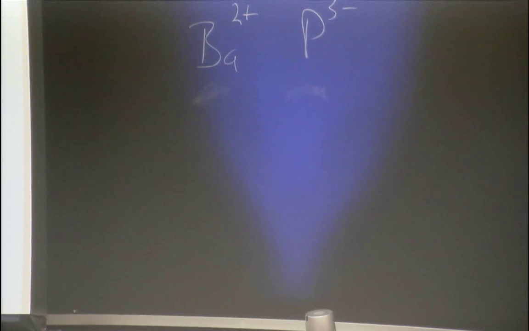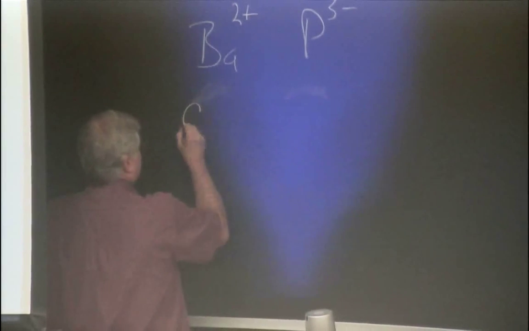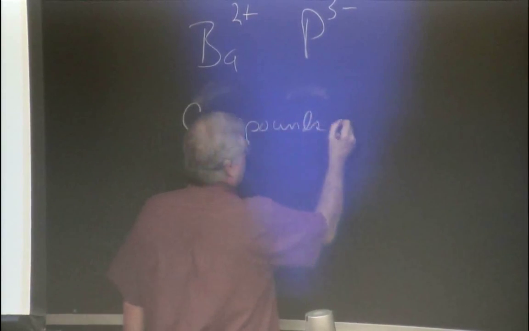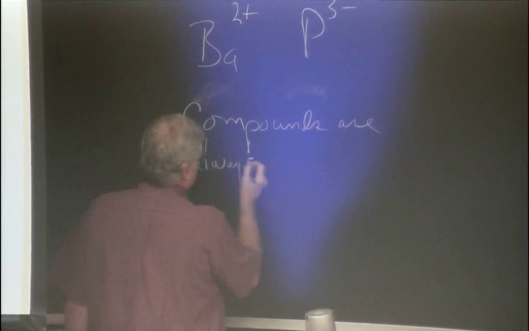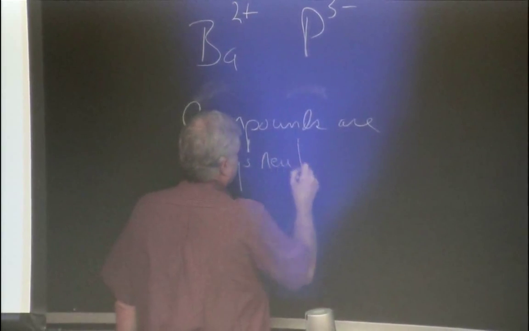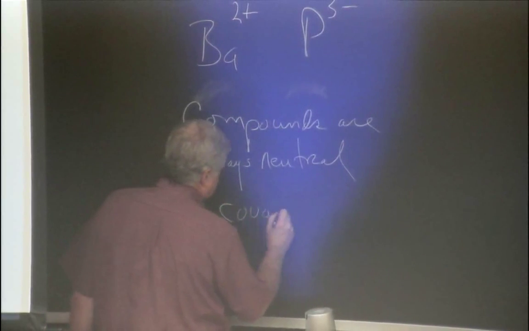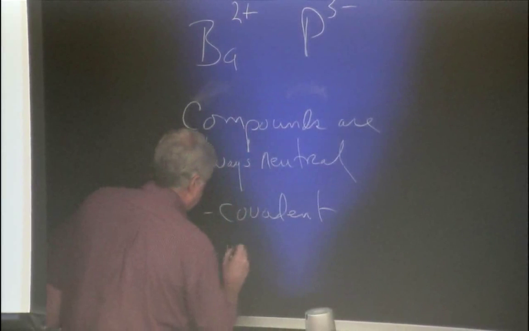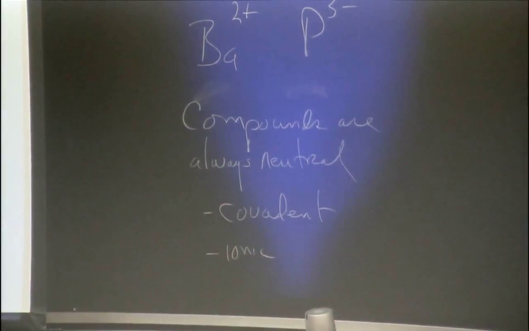All right, now what I'd like to do is start the lecture, now that you guys successfully named these, with the statement that compounds are always neutral. And this is for not only covalent compounds, but also, more importantly for today's lecture, ionic compounds. You cannot have a charge.